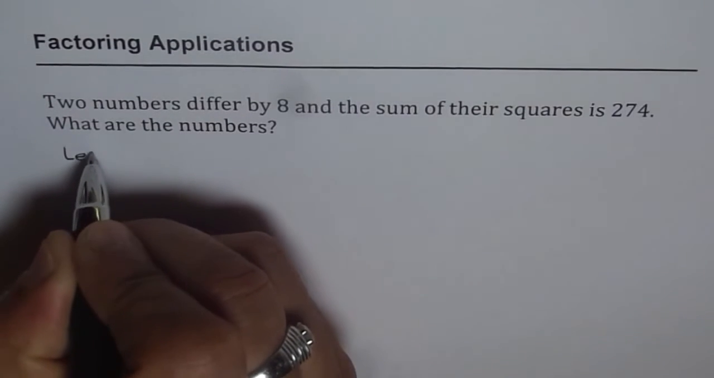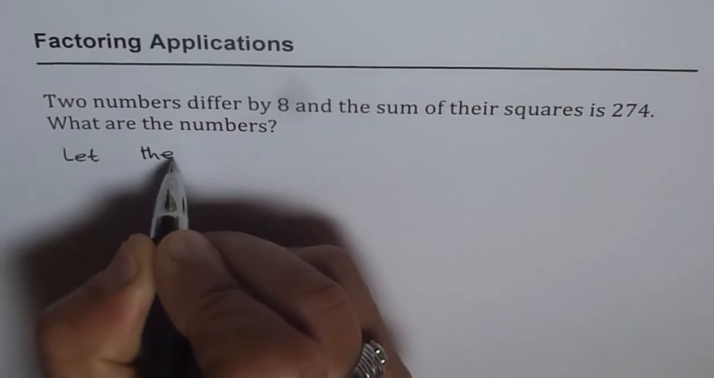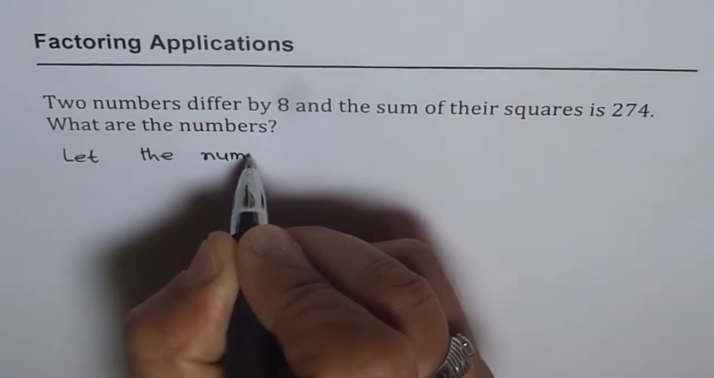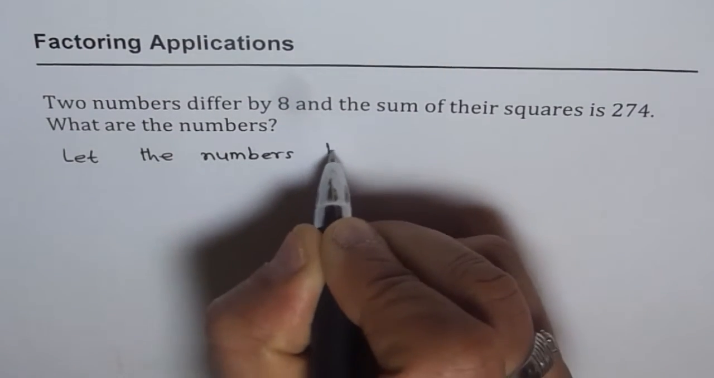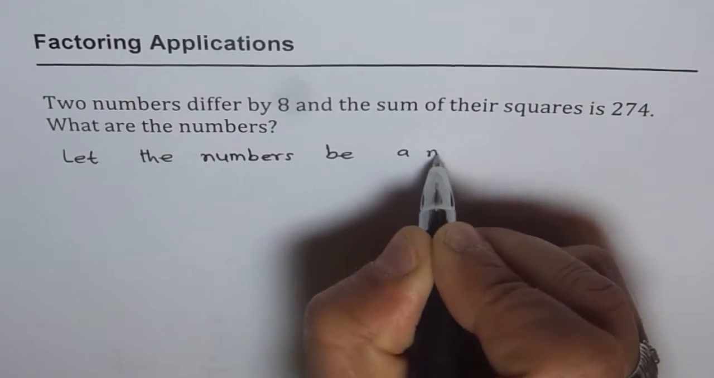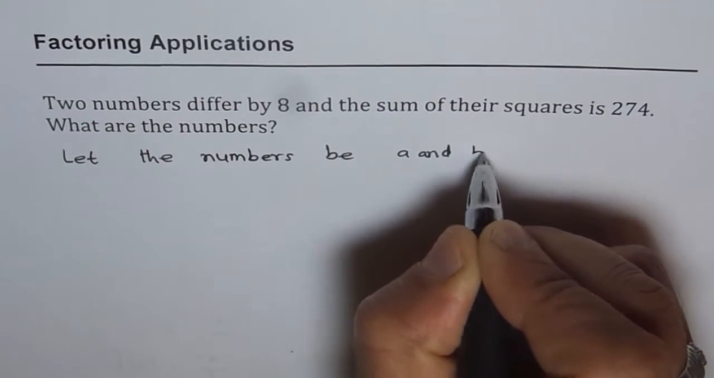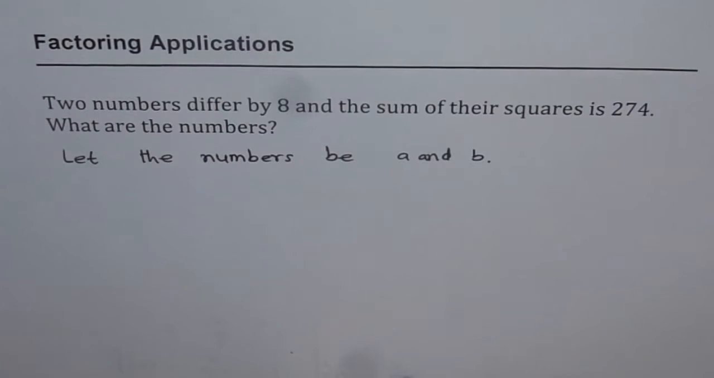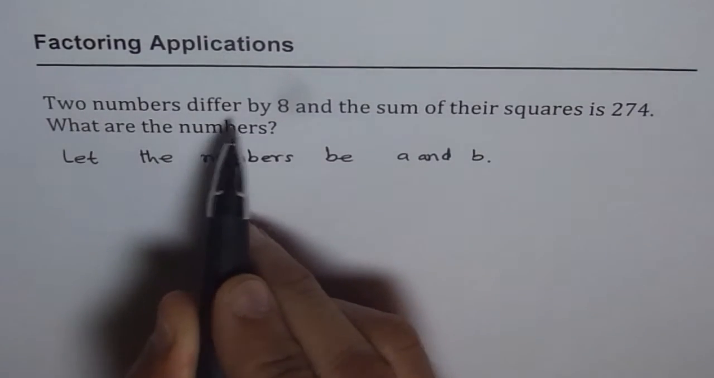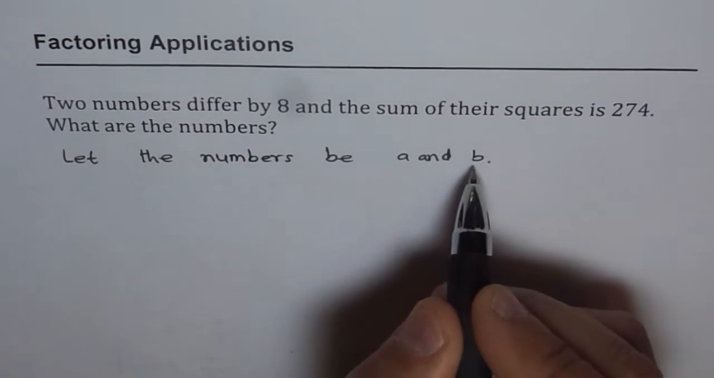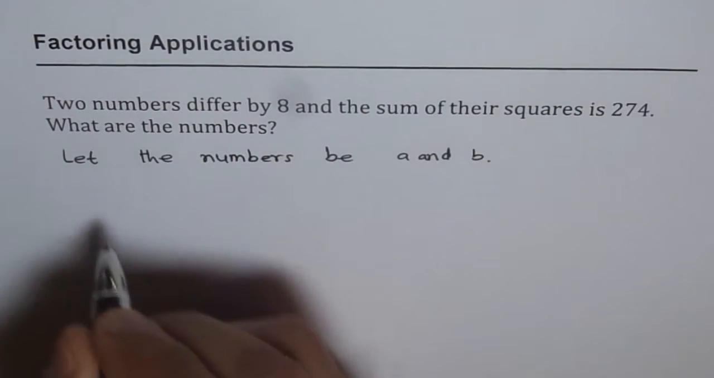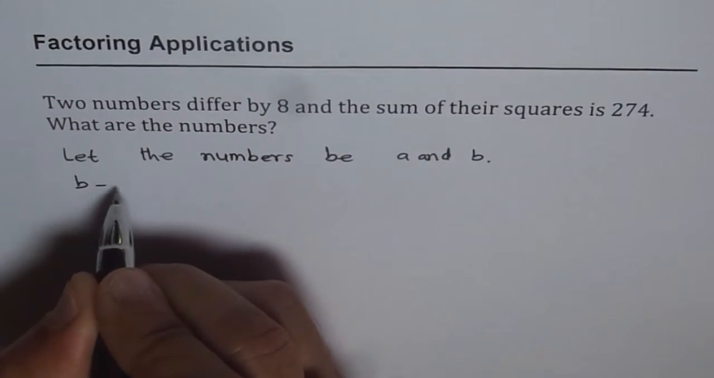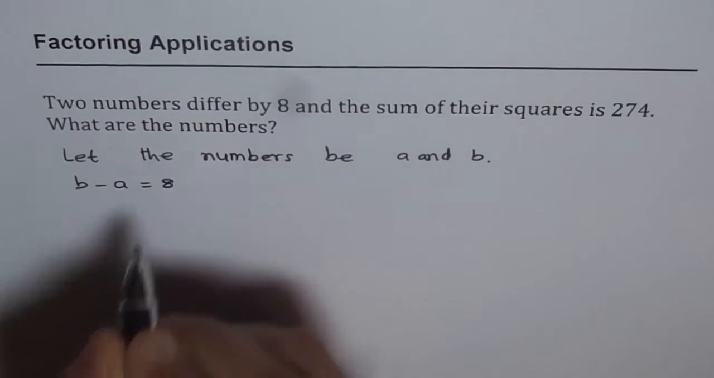So let the numbers be A and B. Right, so these are the two numbers. Two numbers differ by 8, so let's assume B is greater than A. Then in that case, B minus A equals 8.